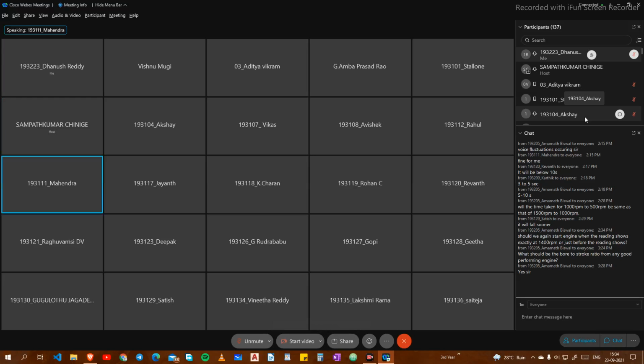Hello, sir. Yes, Mahendra. Sir, today we did the experiment on the Kirloskar engine with the rope brake dynamometer. Sir, on that there is a note saying what is the rated power, what is the brake power, what is the torque. Right? Correct. Sir, for the conversion factor of HP into watts, we have used 1 HP equal to 745.7 watts.